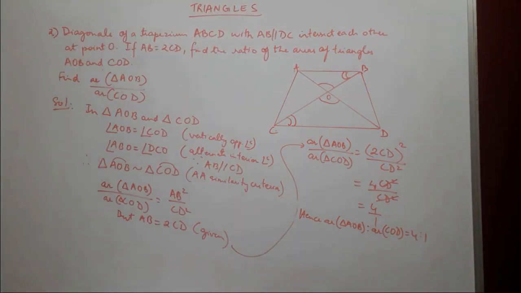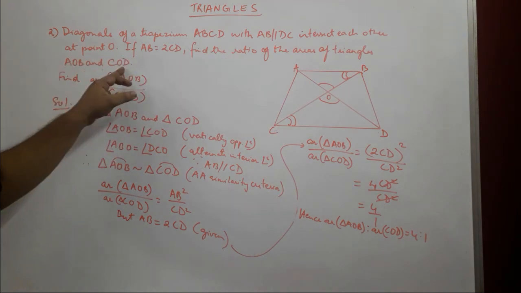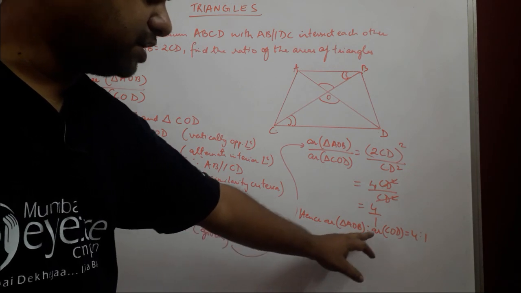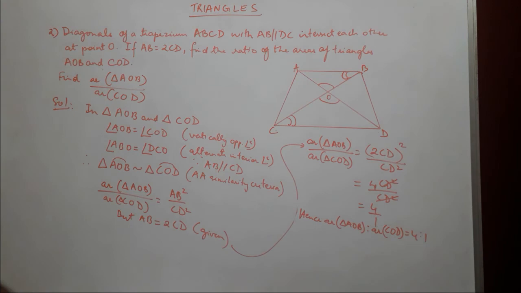So we were asked to find out the ratio of the areas of triangle AOB and COD. So the ratio of the area of triangle AOB and area of triangle COD is equal to 4:1.